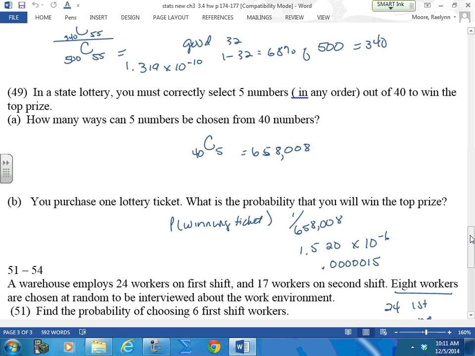If I had the numbers 5, 10, 15, 20, 25, and they called those numbers, I won. If you had the numbers in a different order, do you still win? You're still holding those numbers, aren't you? These are the numbers you wrote down after you bought your ticket. Did you still win? Yeah. You still won. But how many combinations actually are a winner?